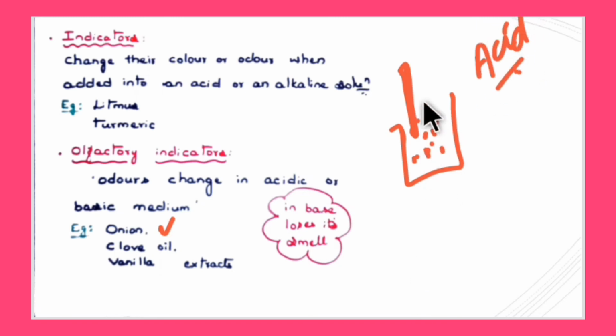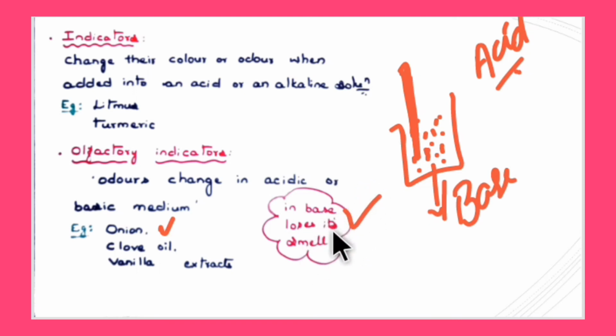Suppose when you dip the onion strip into the given solution and smell it, it loses its smell, you do not get the onion smell, then the given solution is a base. So in a base, olfactory indicators lose their smell. This is how we identify whether the given solution is a base or an acid, by using olfactory indicators. It is the same with clove oil and vanilla extract also.